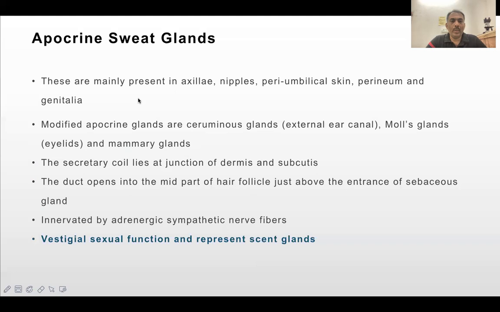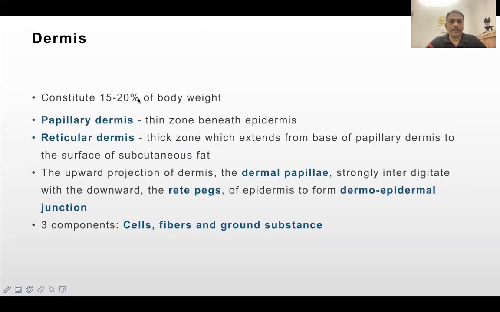The secretory coil lies just at the junction of dermis and the subcutis. The duct opens into the mid part of the hair follicle just above the entrance of the sebaceous glands. These glands are innervated by the adrenergic sympathetic nerve fibers. They have vestigial sexual function and represent scent glands, which in humans are a vestigial part but are very active in the lower animals.